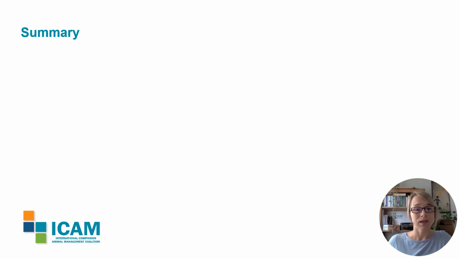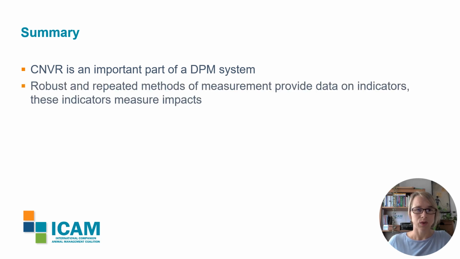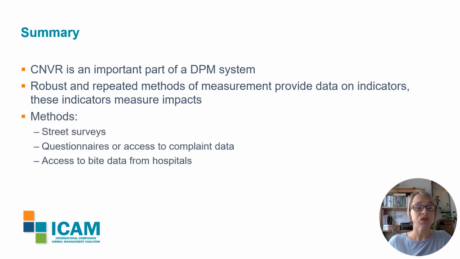So in summary, I see CNVR as an incredibly impactful part of both a dog or cat population management system, but it does have to be used alongside other services to be fully effective. We can use robust and repeated methods of measurement to provide data on indicators. Those indicators measure our progress on impacts and can be used to evaluate whether our intervention is working and establish support for its continuation. I've described just 3 methods today. There are many others that you can read about in our Are We Making a Difference guide.